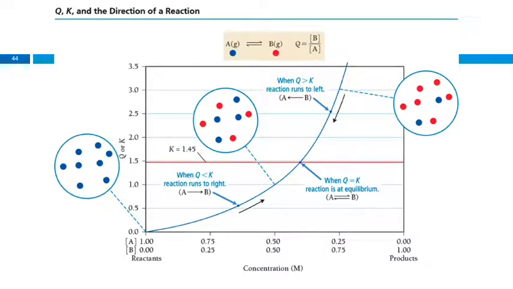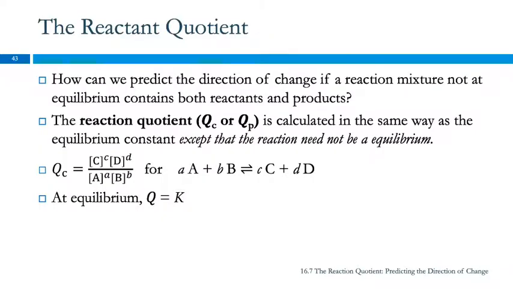So let's look at this. Yes? So when we see Q, do we assume it's not in equilibrium? Right. Yeah, so if you're looking at a Q value, it's not at equilibrium. And the relative size of Q compared to K is what's going to tell us which direction it's going to go, because it's going to change in a way that will ultimately make Q equal to K.